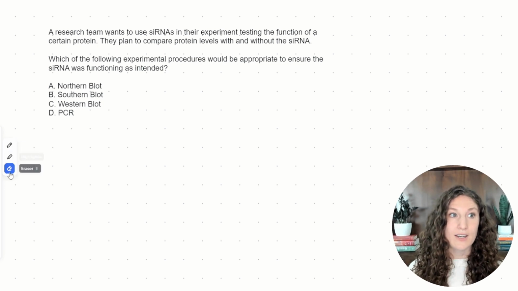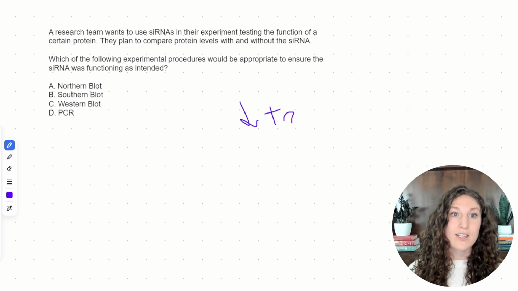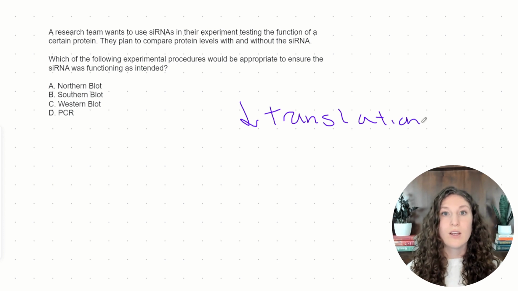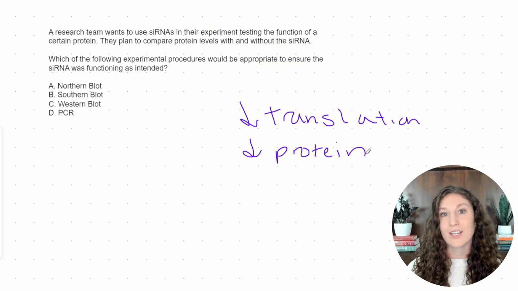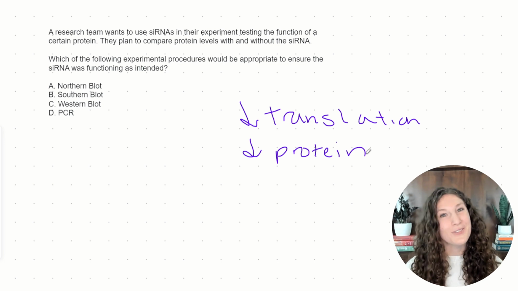Okay, so a couple pieces here. The first piece is that we're just trying to see if our siRNA is working. So what would indicate if our siRNA is working? We would have decreased translation, right? That would mean that it's working. So we need to have some sort of system of measuring whether or not we're decreasing translation, aka decreasing proteins, right? Because our product of translation is protein. So if our siRNA is working, we should have less proteins. So really this question is asking which of these 4 procedures will allow us to measure protein levels.